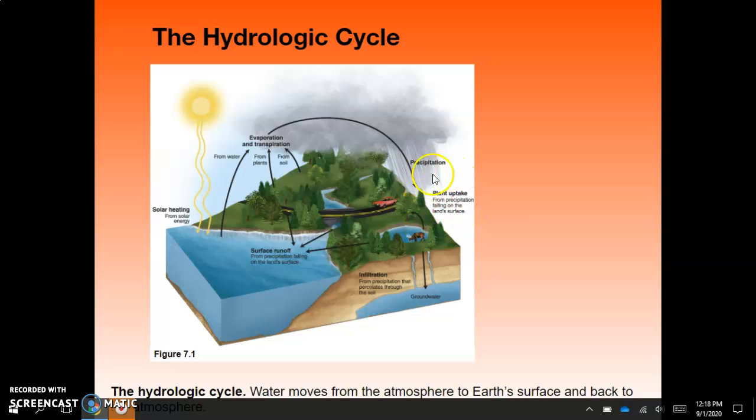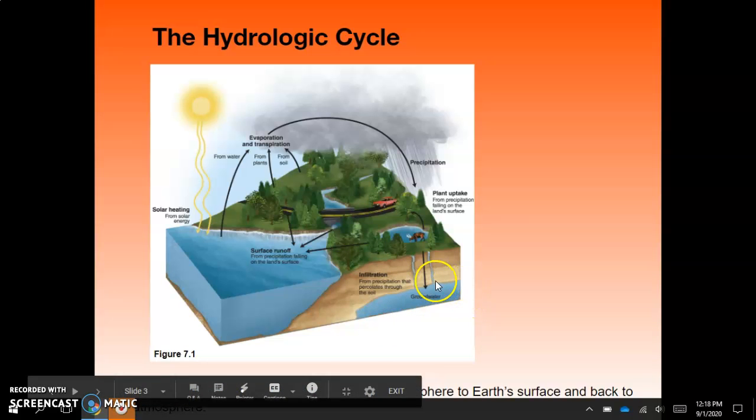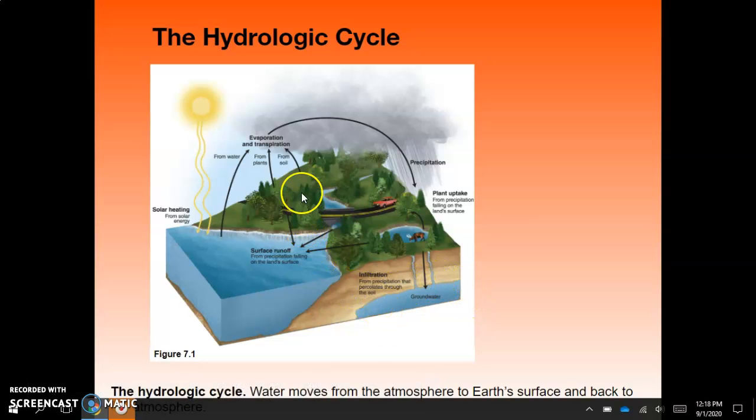And if plants aren't taking it up, a lot of times water will be infiltrated into the ground, which will then go to the groundwater, and this is where we actually get a lot of our drinking water from. Anything else can also potentially be surface runoff. So anytime it rains, anything that's not infiltrated or taken up by plants or vegetation will run into rivers and streams and eventually make its way to a larger body of water.